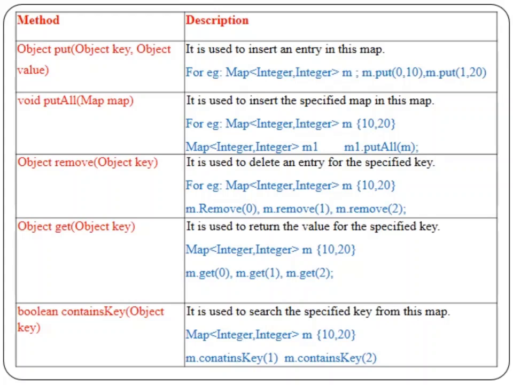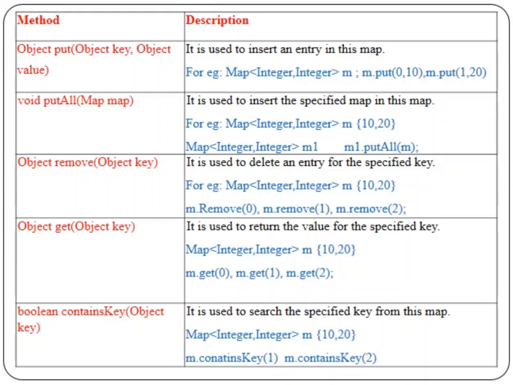So m.containsKey(1): is 1 a key which is available in the map interface or not? Yes, it is available in the map interface, so the method is going to return true. Another, m.containsKey(2): 2 is not available in the map interface, so the method is going to return false here.